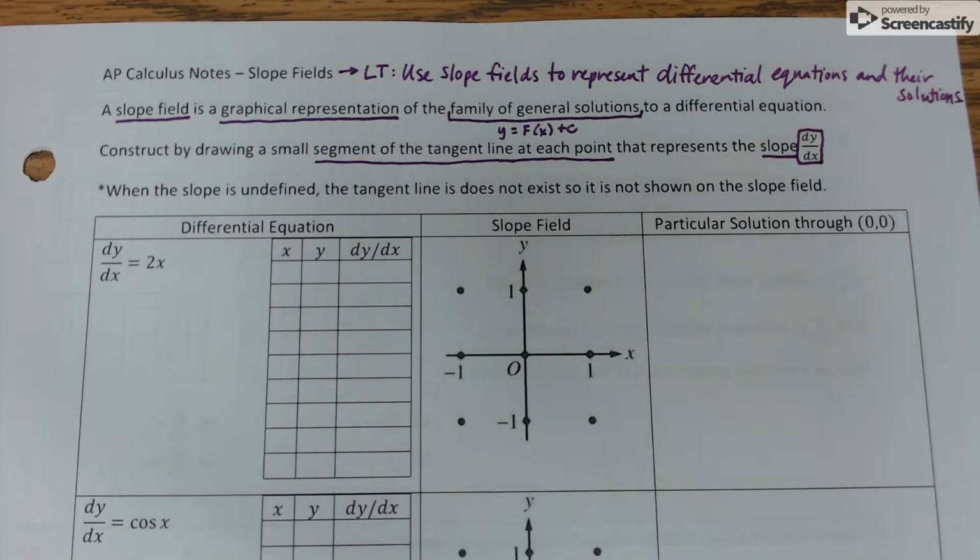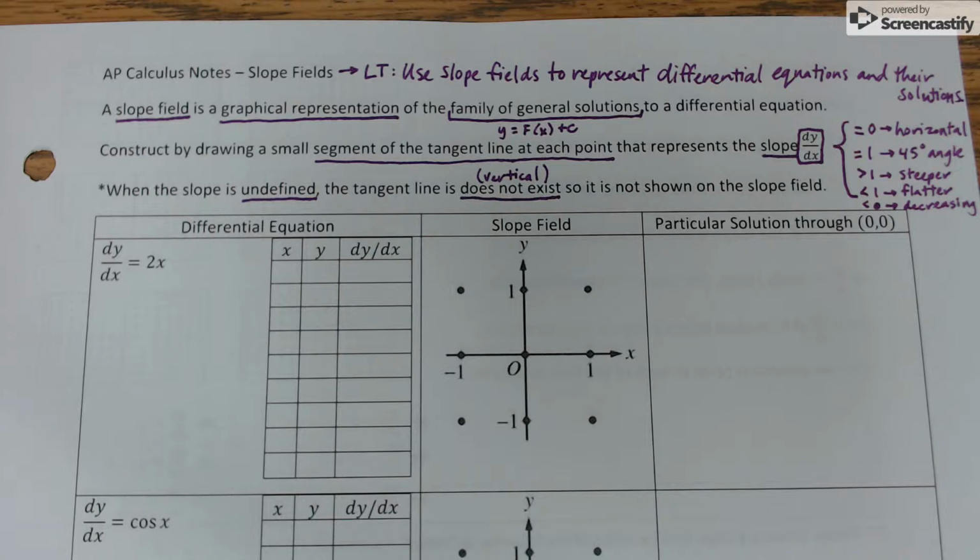The way that we're going to construct these slope fields is to draw a small segment of the tangent line at each point. And we know that at each point, the slope is defined by dy/dx, and that will give us the slope of the tangent line at each point. So before we start drawing some slope fields, I want to talk about just some general rules about how the slope should look when you find dy/dx.